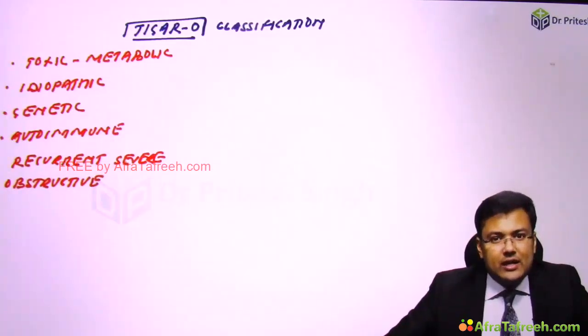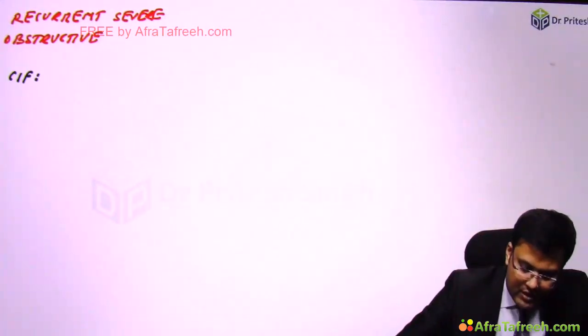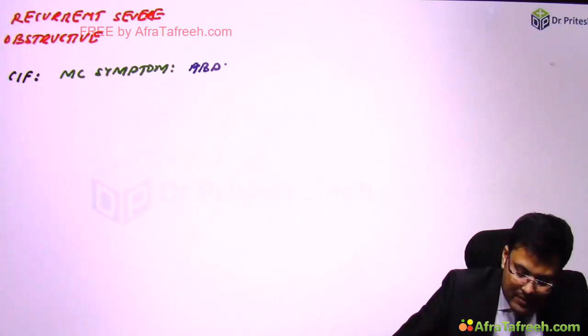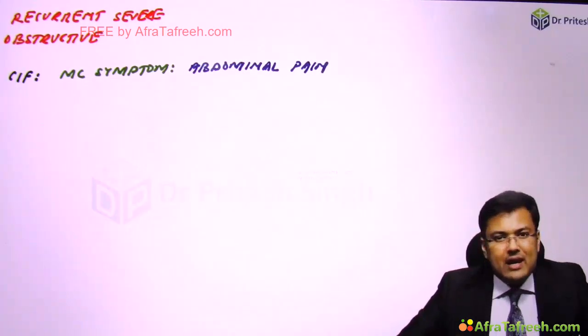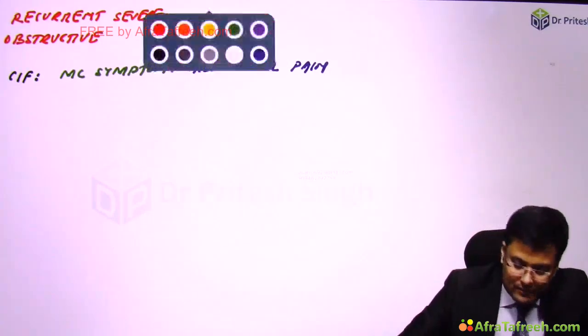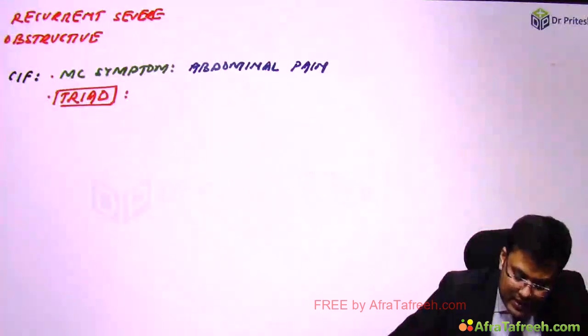After that, what are the clinical features? First question, what's the most common symptom? The most common symptom of chronic pancreatitis is the abdominal pain. Second question, chronic pancreatitis is characterized by a triad. What's the mnemonic? How to remember? Mnemonic is DPS.